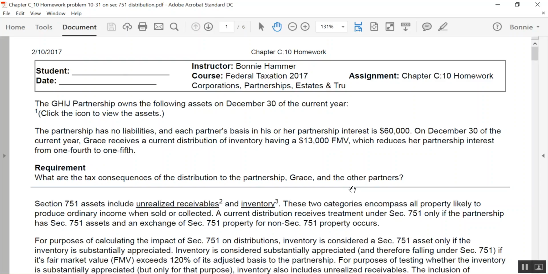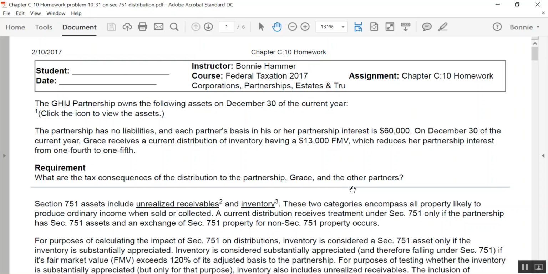And it's got technical reasoning behind the analysis. So first you need to identify what a 751 asset is. A 751 asset includes unrealized receivables, which are defined as accounts receivable and also things like recapture items, section 1245 and 1250 recapture items.